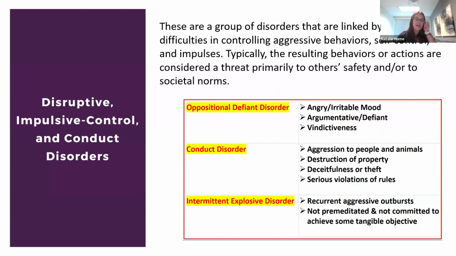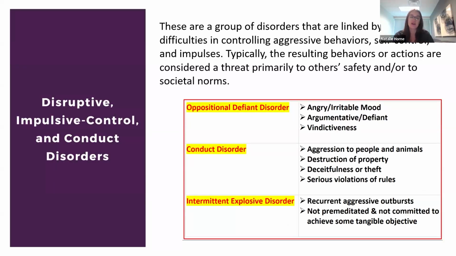Going into disruptive, impulse control, and conduct disorders. These are linked by different difficulties in controlling behaviors, aggressive behaviors, controlling themselves, their impulses, and infringing on the rights of others and breaking rules. These can be threats to others' safety and societal norms. And these are mostly childhood disorders.